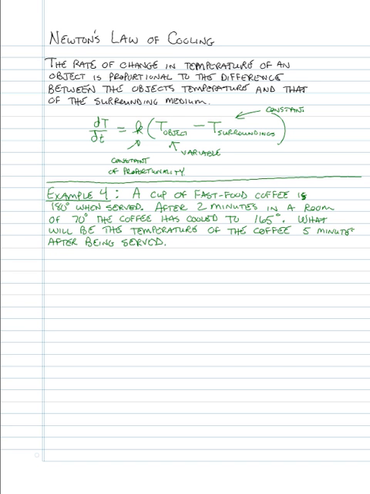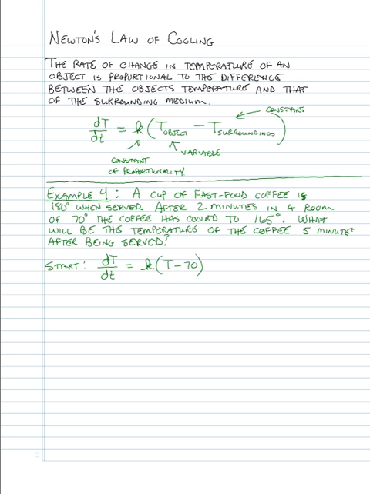Okay. A cup of fast food coffee is 180 degrees when served. After 2 minutes in a room of 70 degrees, the coffee has cooled to 165 degrees. What will be the temperature of the coffee 5 minutes after being served? Okay. Now, here we'll start with Newton's law of cooling. That is that the derivative of the temperature with respect to time is some k, some constant, times the difference of the temperature of the coffee, in this case we're calling that T, that's the variable, minus the temperature of the surrounding medium. In this case, the surrounding medium is the air in the room, and it's at 70 degrees. So for this particular problem, that's what our differential equation looks like.